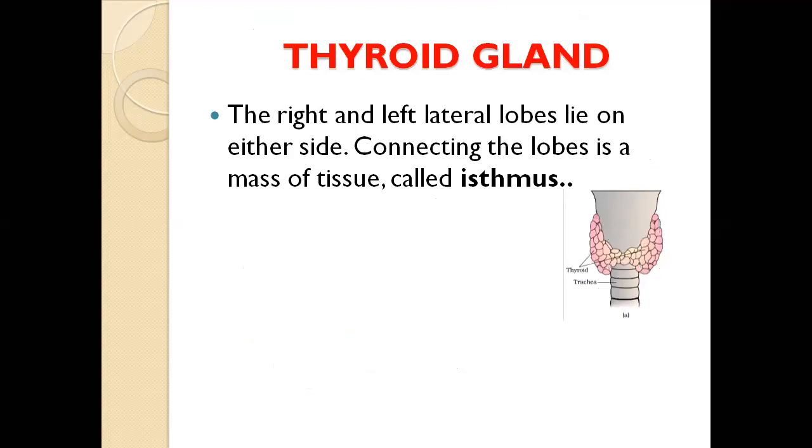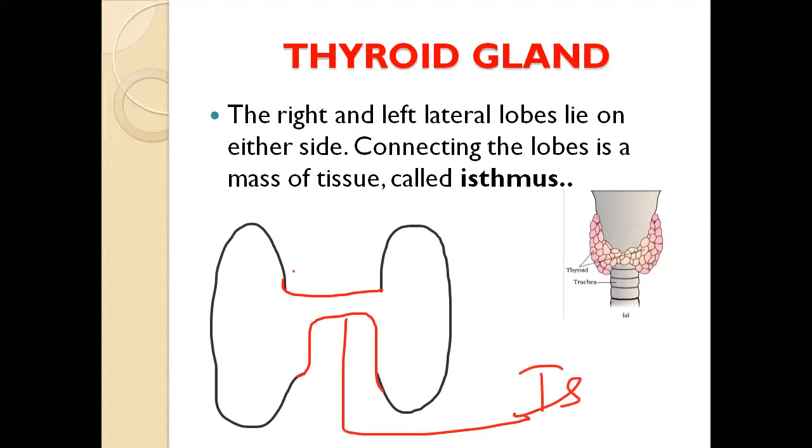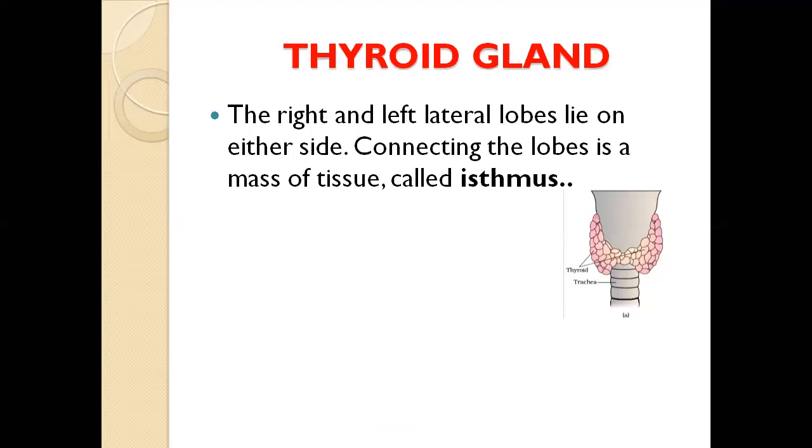Let me show you here. This is the gland, the two lobes of the thyroid gland, which are connected by a mass of tissue. We say it as isthmus. So this is the isthmus, connecting the two lobes of the thyroid gland. Okay. Then next, let's continue.